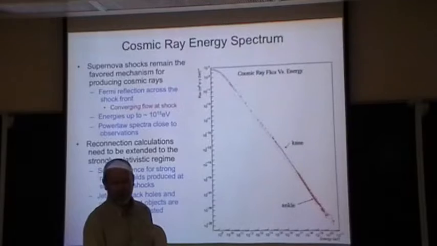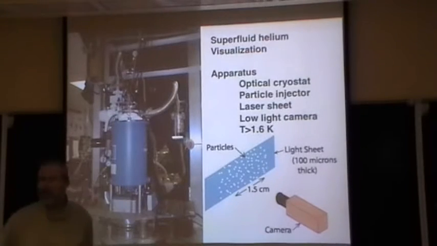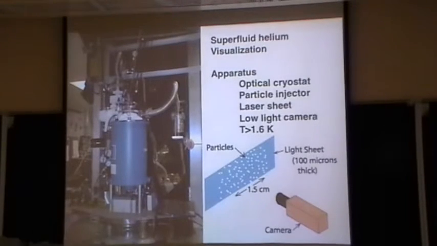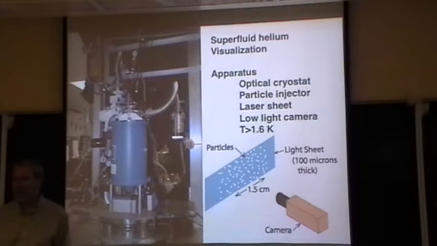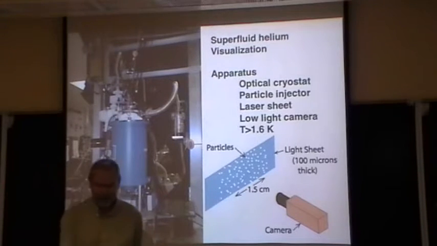Okay, so the reconnection of quantized vortices is somewhat simpler. I'm going to show you what that looks like in just a couple of minutes. So, we put particles into superfluid helium. Enrico's put lots of particles into superfluid helium. And then we illuminate them with a laser sheet, very much like a standard PIV or thin sheet particle tracking setup. We do particle tracking.